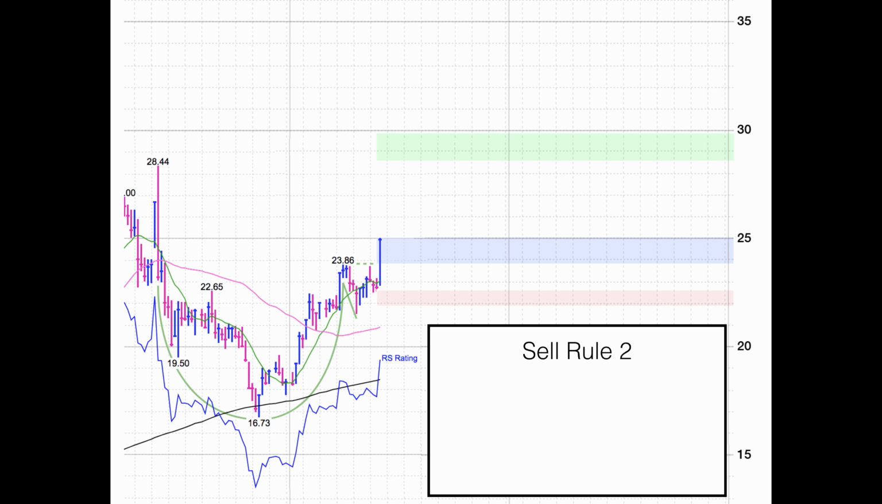Okay, we're going to move on to sell rule number 2. I hope that made sense. Sell rule 2. Sell most stocks that rise 20 to 25% from the pivot point. Now this is from the pivot point. Forget about what you paid. The pattern doesn't know what you paid, doesn't care. The stock doesn't know. The patterns are repeatable patterns that IBD has discovered through their research. They seem to think these patterns repeat.